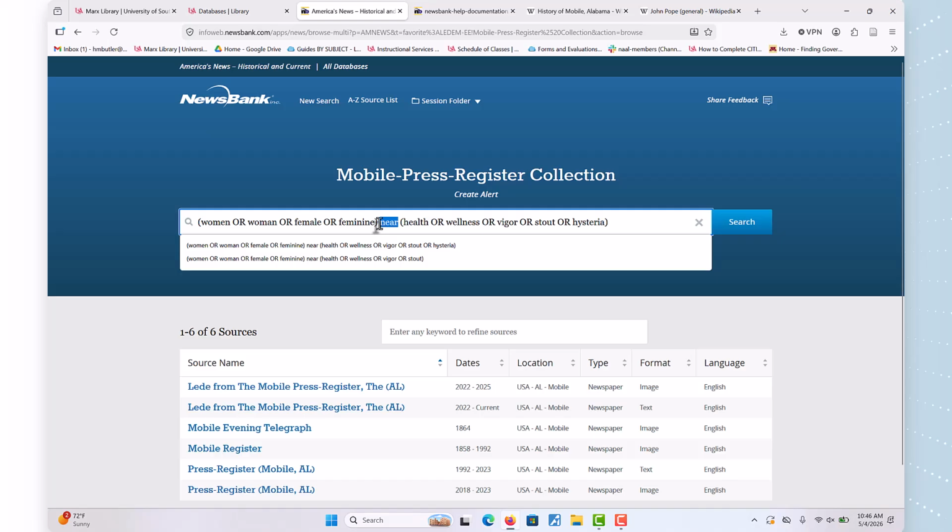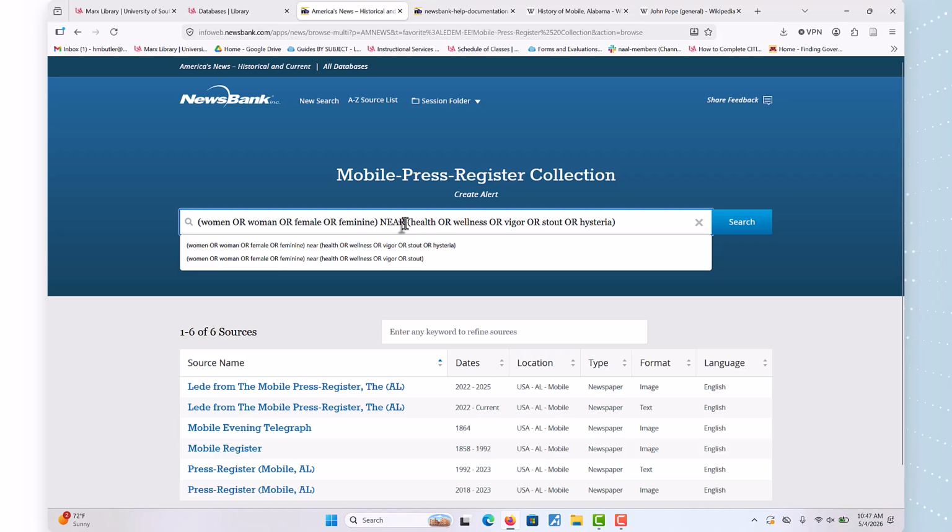Okay, and I have bonded these two parts of my idea together using the word near. Usually for academic article databases, I would use the Boolean operator AND to connect two parts of my concept together. However, that is going to be difficult to do inside of a newspaper database because a newspaper database is doing a full text search. So if there's a whole page of a newspaper that has multiple articles, and one article uses the word woman and a totally different article uses the word vigor, it will give me that page if I use AND.